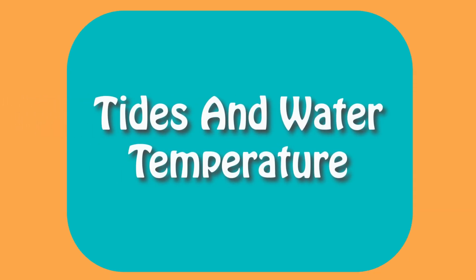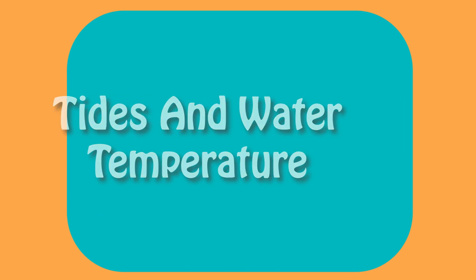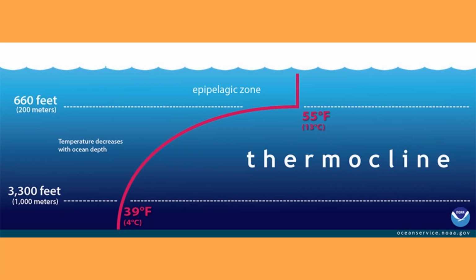So for our final section, let's cover one of the lesser-known facts about tide and its effect on temperature. Take a look at this cross-section of a typical sea or ocean. First, we have the top portion of the water. This is known as the epipelagic zone.